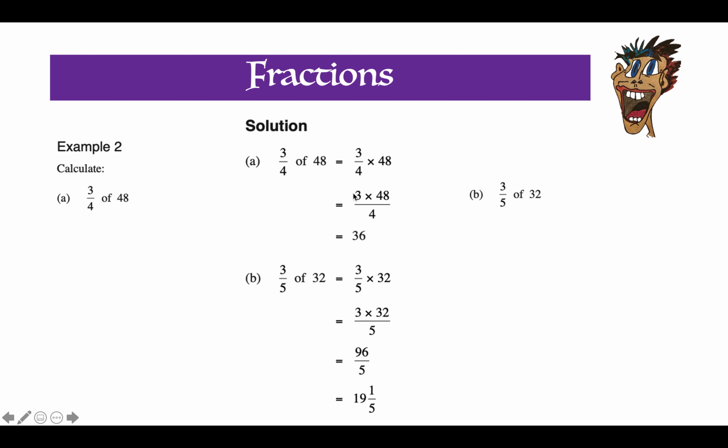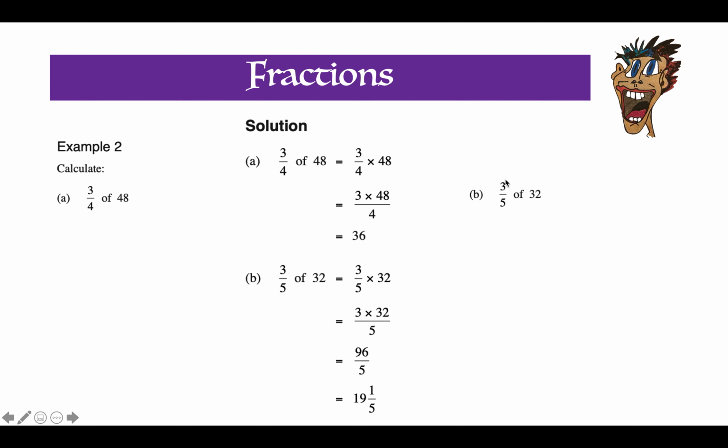Now to do this, when you multiply fractions, you simply times the top numbers together and the bottom numbers together. Now you don't see this, but 48 is like 48 over 1. So 3 times 48, obviously use your calculator, and then divide by 4. So 3 times 48 divided by 4, is 36.